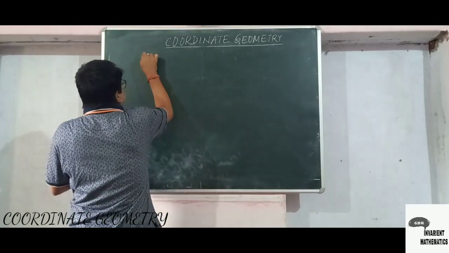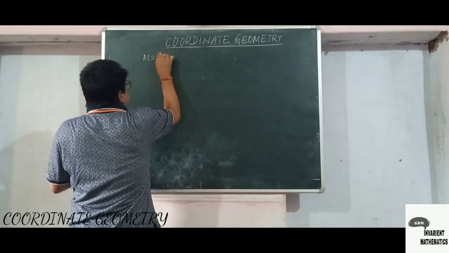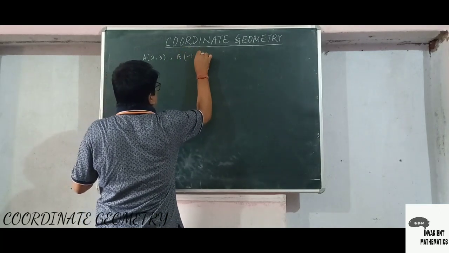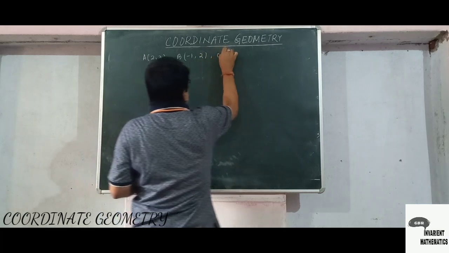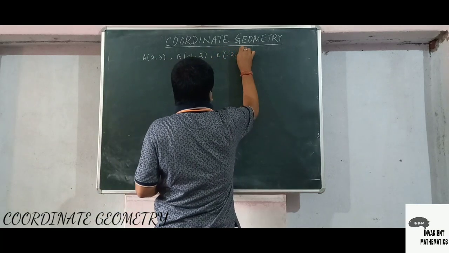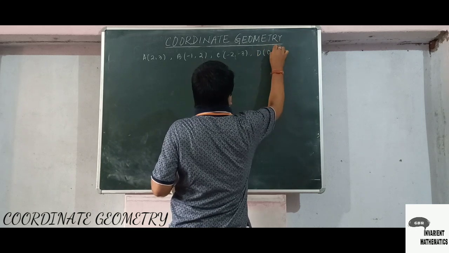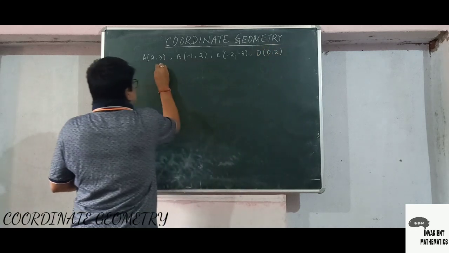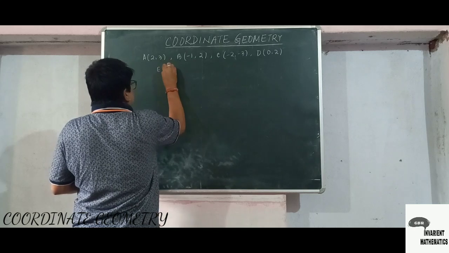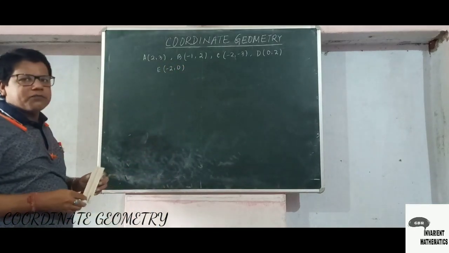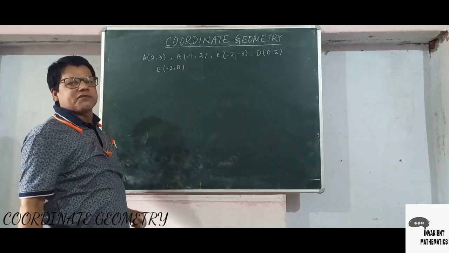Suppose your points are given as A (2, 3), B (-1, 2), C (-2, -3), D (0, 2), E (-2, 0). These points are given. We have to locate them on a Cartesian plane.